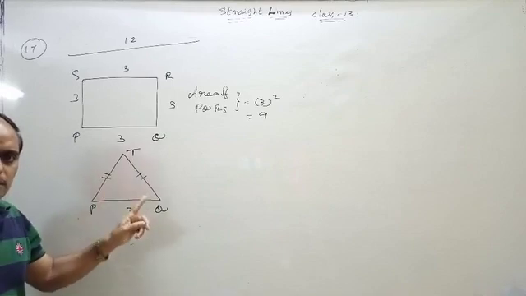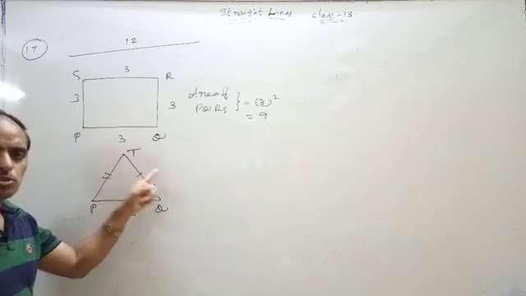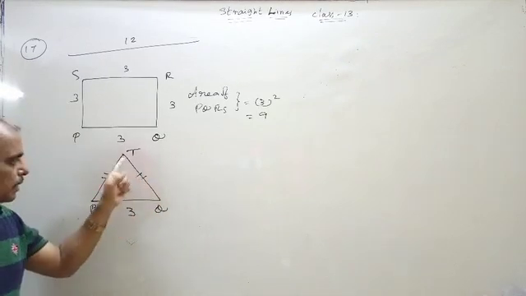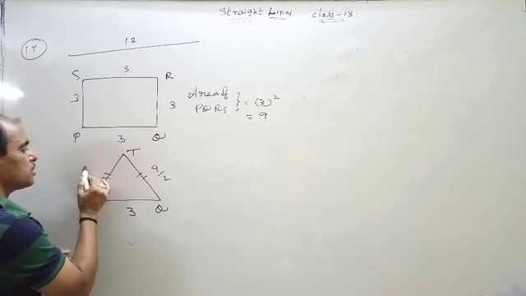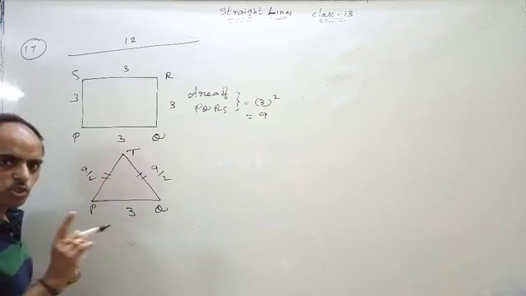So total wire length is 12. This is 3. Then what about this one? Sum of these 2 is equal to 9 only. Because these 2 are equal, it will be 9 by 2 and this is also 9 by 2. Total wire length is 12 only.